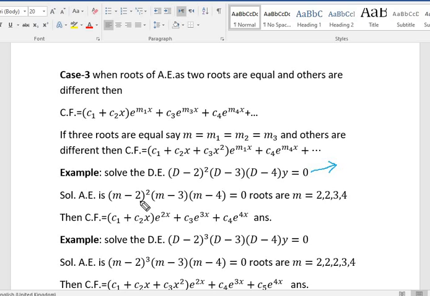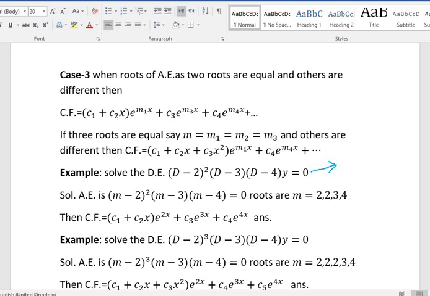When (m minus 2) power 2 is zero, m equals 2, 2. When m minus 3 equals 0, m equals 3. When m minus 4 equals 0, m equals 4. So two roots are equal and the other roots are different. Two equal roots mean the complementary function will be (c1 plus c2x) e power 2x, plus, since the other roots are different, c3 e power 3x plus c4 e power 4x. This is the general solution, or you can say the complementary function.